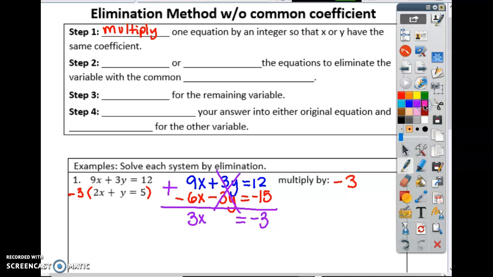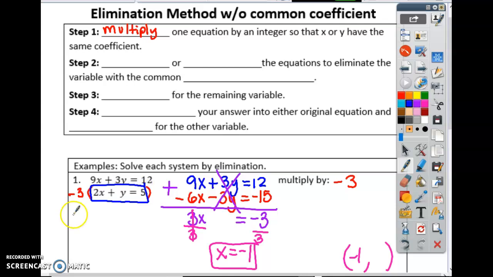What's the last step? Divide by 3. Divide by 3. x equals what? Negative 1. Okay, so my solution, x is negative 1. I still need to find my y. So now you can plug in that negative 1 into any of these. I like to use the easiest one, so I'm going to plug it in here. So that's 2 times x plus y equals 5.